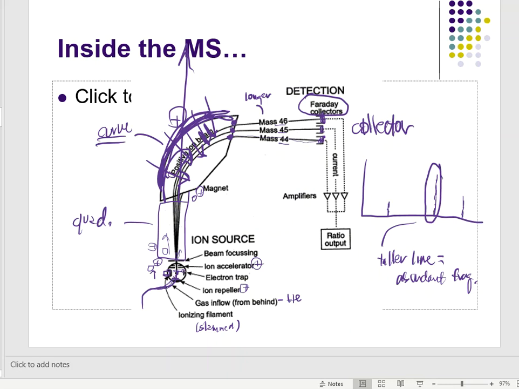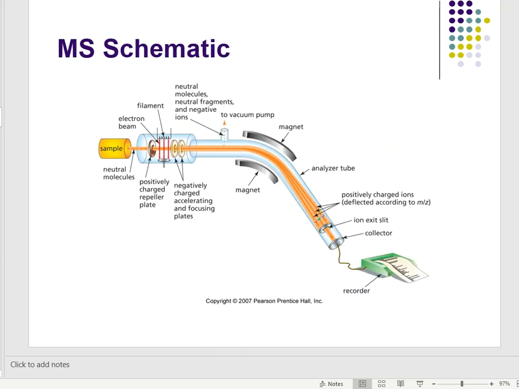All right, so there's one diagram. Here's another diagram. It comes from an old organic book that we used to use. It was a Paula Bruce textbook. And it basically tells us the same thing, just in nice, pretty pictures in color. So here is my sample, and these are neutral molecules that begin to come in to the ionization chamber, and it goes through what we would call the electron ionization beam. So that's what these little red lines are here.